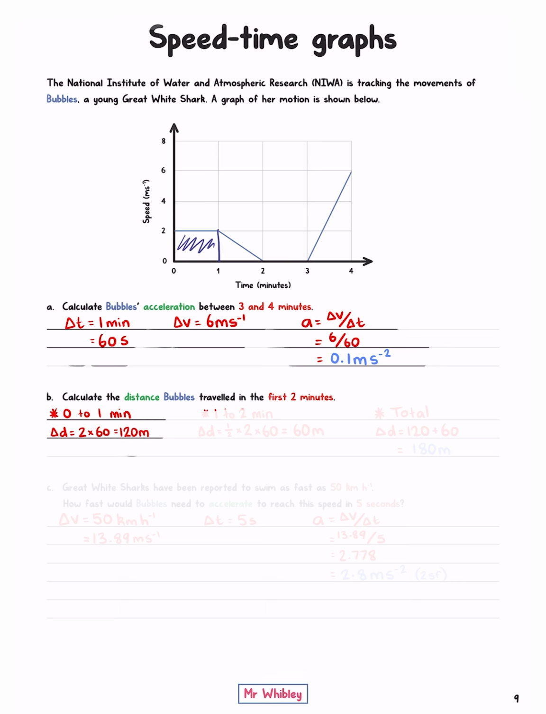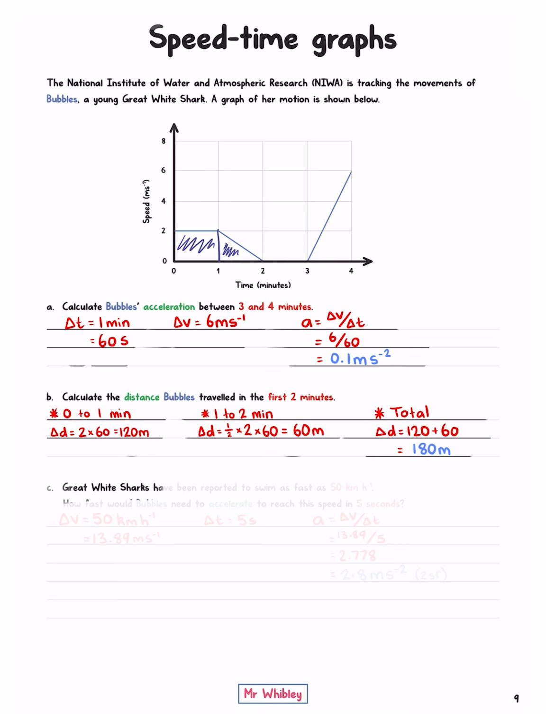We then find the area of this triangle here, which is our 1 to 2 minutes. For this, our displacement is calculated the same, except because this is half the rectangle, we halve the equation, which gives us 60 meters. Our total displacement is just 120 plus 60, which gives us 180 meters.